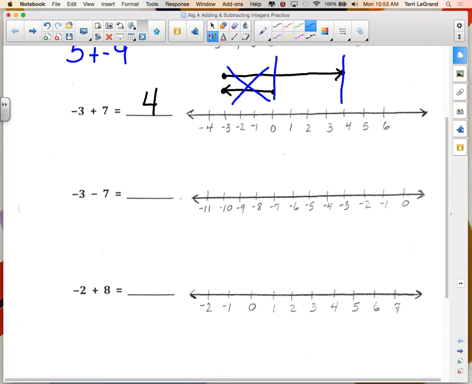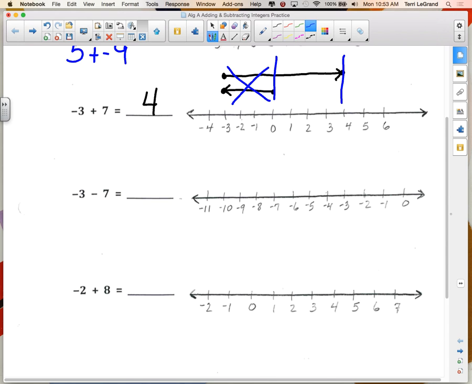Okay, this one, would we change this one to add the opposite? Would we change negative 3 plus 7 to add the opposite? What do you think? Why not, Blake? Because I agree with you, Blake. I want you to know that. I do agree with you, but why? Why would we not change negative 3 plus 7 to add the opposite?